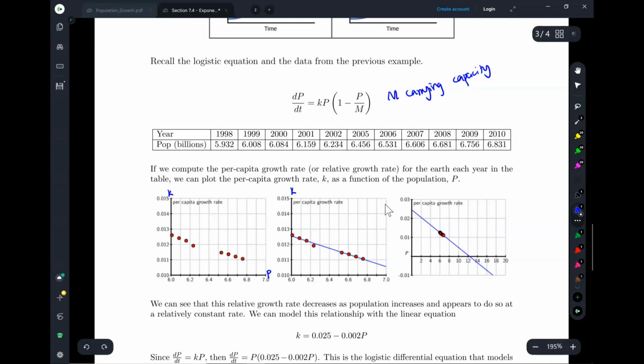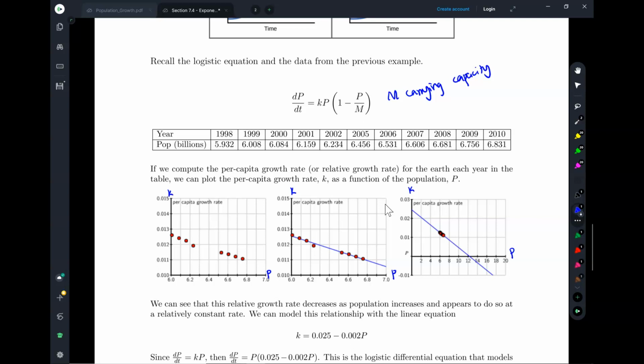Okay, so I'll put that here and here as well. And I guess it does have P right there, K. P. Okay, so basically what we're doing here is we're graphing all of those different K values, those per capita growth rates, as a function of the population. So you can see that as the population increases, the relative growth rate decreases. And not only does it decrease, but it seems to decrease at a relatively constant rate, doesn't it? So we can actually put a linear model to this particular relationship and find an equation that can model the per capita growth rate as a function of the population.